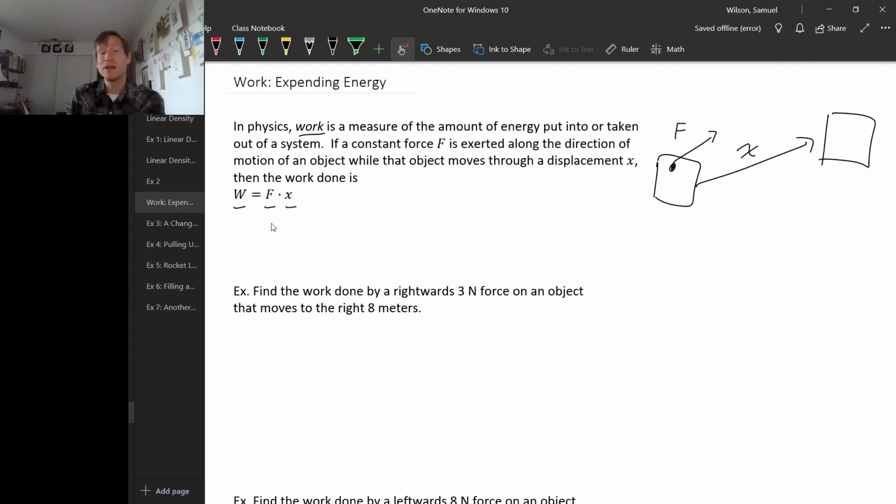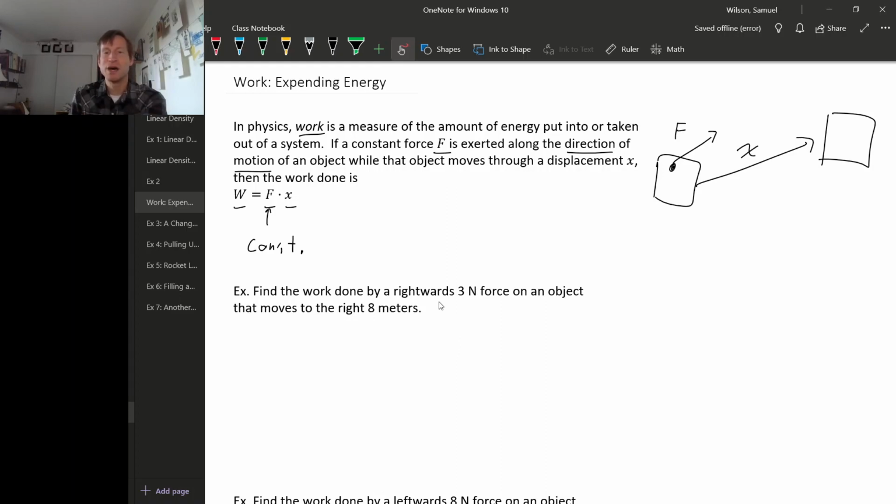One important thing about this definition is, first of all, that the force has to be exerted in the direction of motion. Force perpendicular to the direction of motion doesn't contribute any work, it turns out. The second caveat is that the force has to be constant. That is, the force can't change as the object is moving from one position to the other. With that in mind, let's work out a couple quick examples of work.